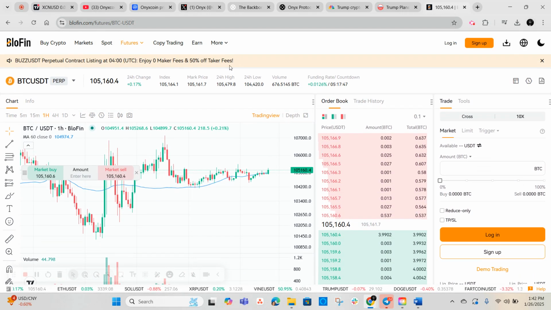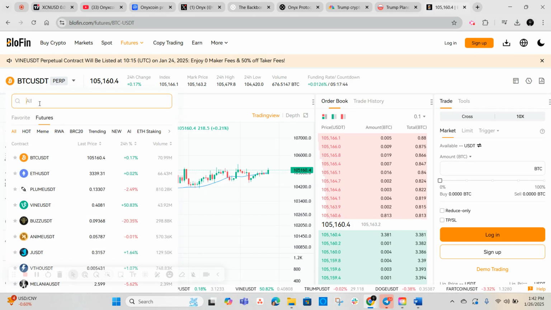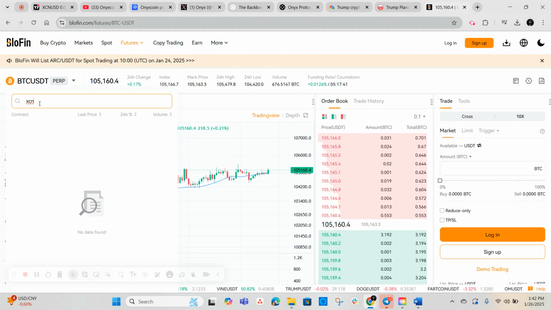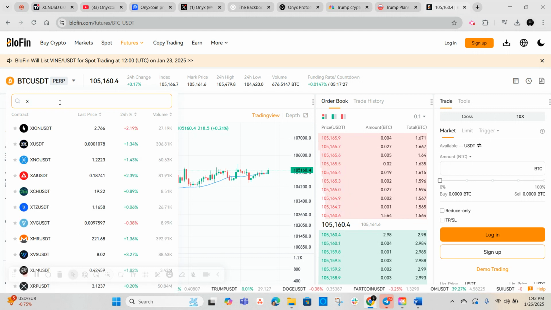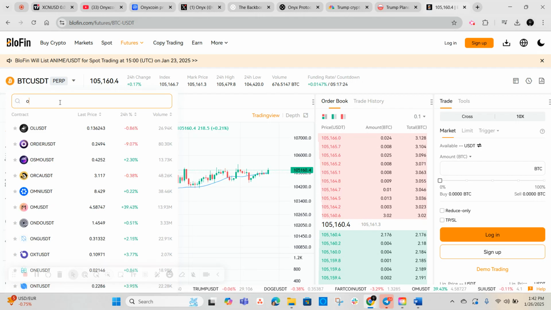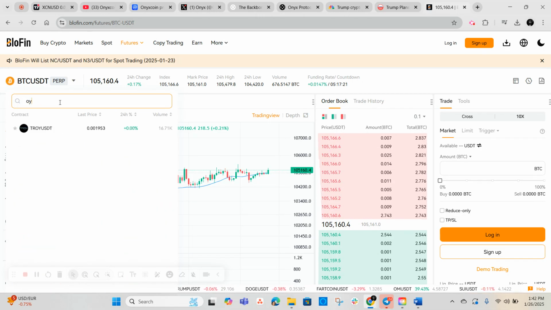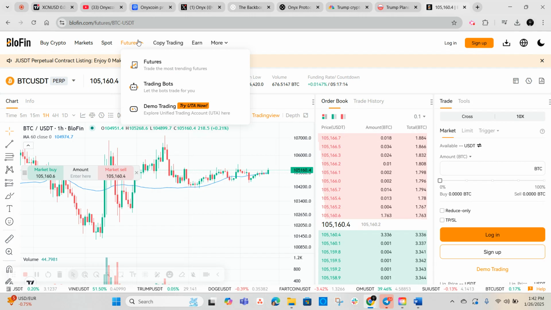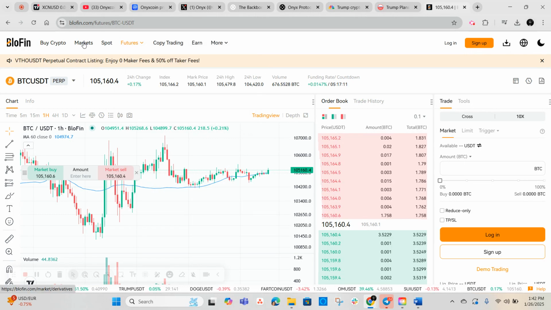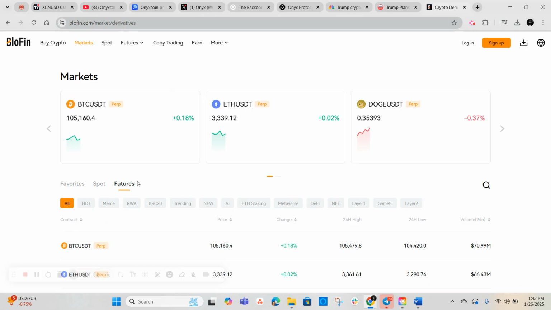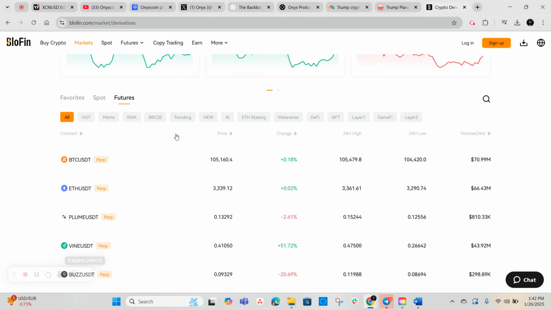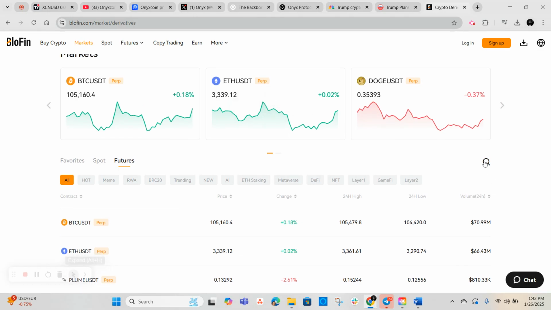So let's go and see if we can search. Let's do XCN. All right, let me see. It might not be available yet over here. However, let me do something else. There are others. All right, so over here on the futures it's not available. Let's try one more thing. Let me see something. Let's try over here.